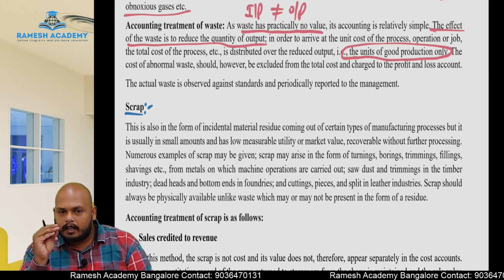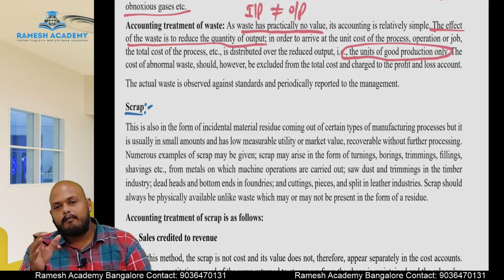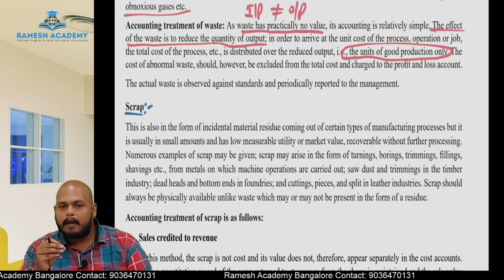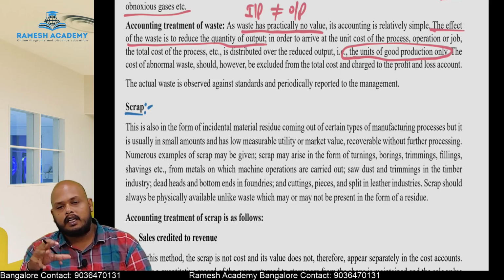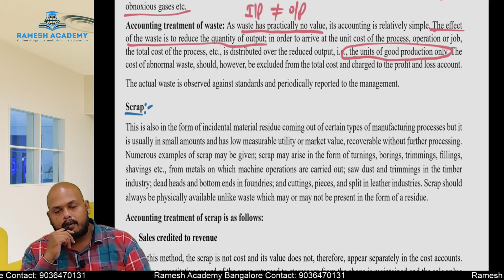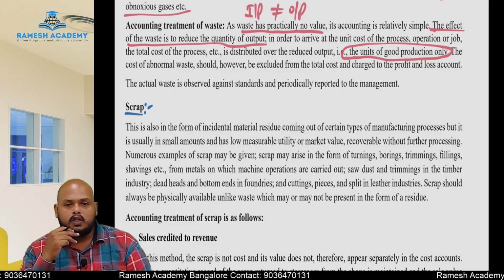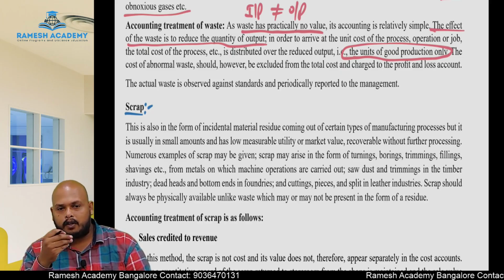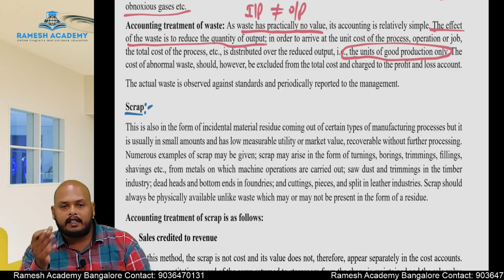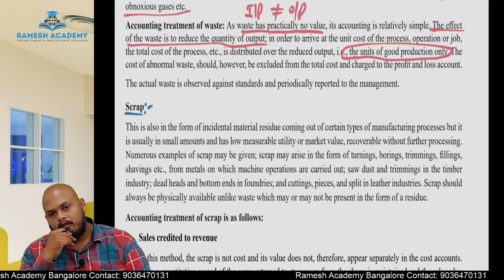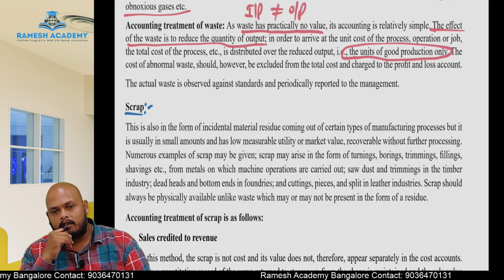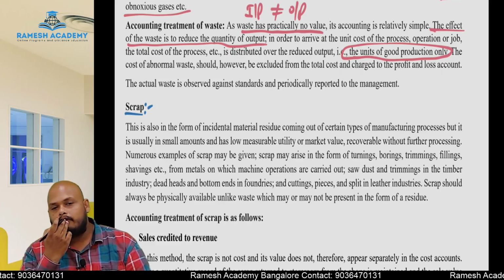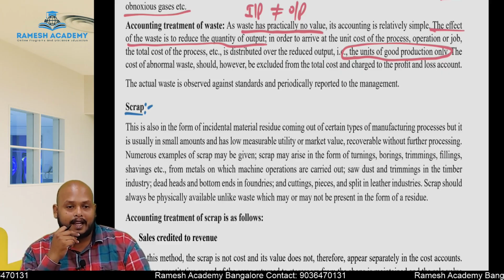But along with the main products, certain byproducts also will arise. Along with the main products, some incidental small byproducts also will arise. Those byproducts here we will call scrap. Take sugarcane: from the sugarcane we want to extract sugarcane juice. But when we are filtering the juice and converting it into either jaggery or sugar, molasses will result. That molasses also has some value. That value is called scrap value.